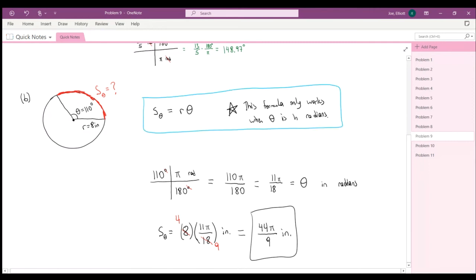Okay. So then I guess the main things to know are this formula relating arc length, radius, and angle, and that this formula is only good when your angle is in radians. Okay?